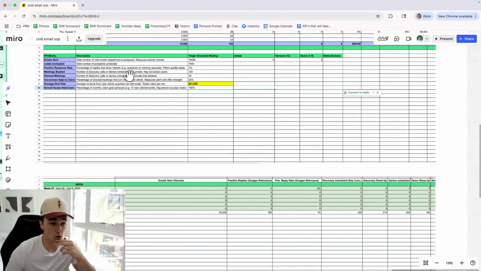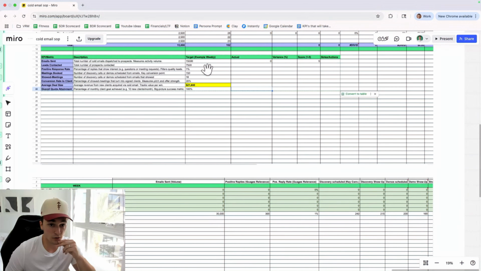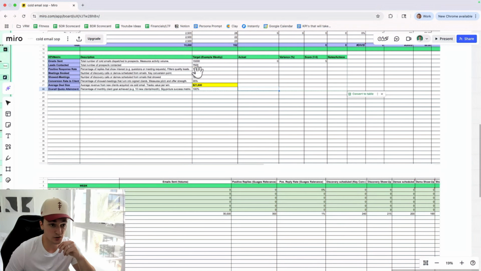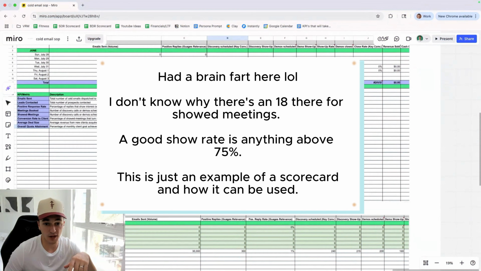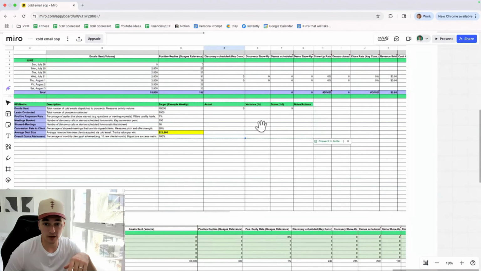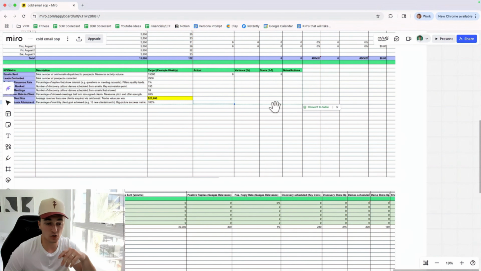And then we'll also set targets, right? So for the week, we'll try to hit this many emails, which should get us this many leads contacted, which should get us, we're hoping for 1% positive reply rate, which means we should get 150 leads, 18% show rate, and so on, right? And then we put in what we actually got for the week, then we calculate the variance, and then we kind of score it.